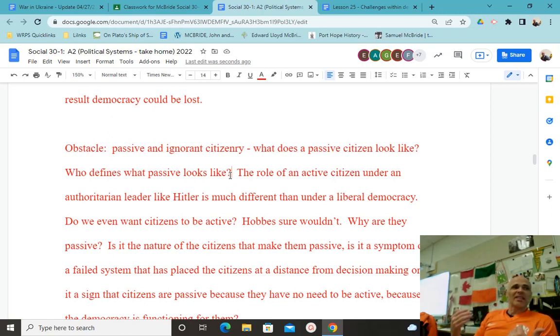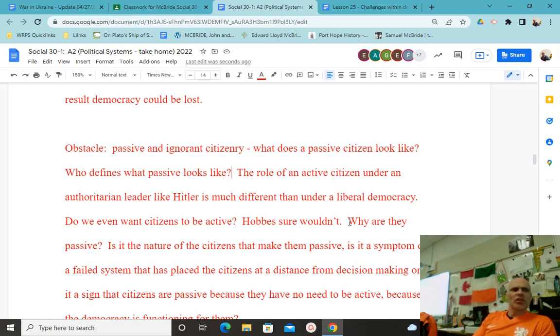Do we even want citizens to be active? Hobbes surely would not, because he believes by nature we're emotional, we're irrational, we're violent, we're selfish. His goal is not to encourage active citizens, it's actually to do the opposite, to control citizens' behavior. So the next question I'm asking is, why are they passive anyways?